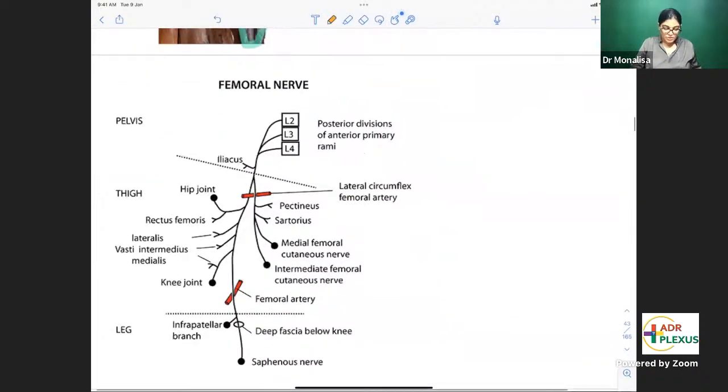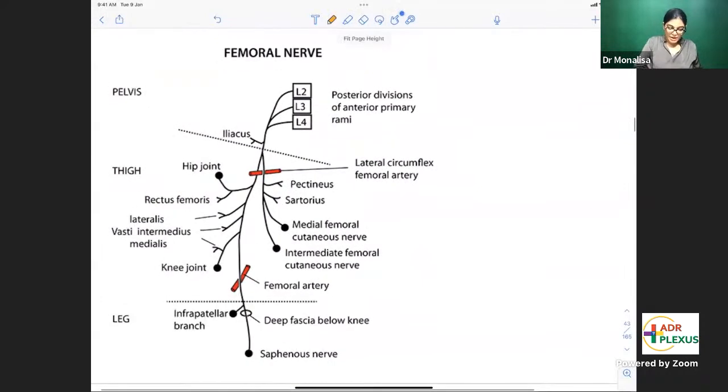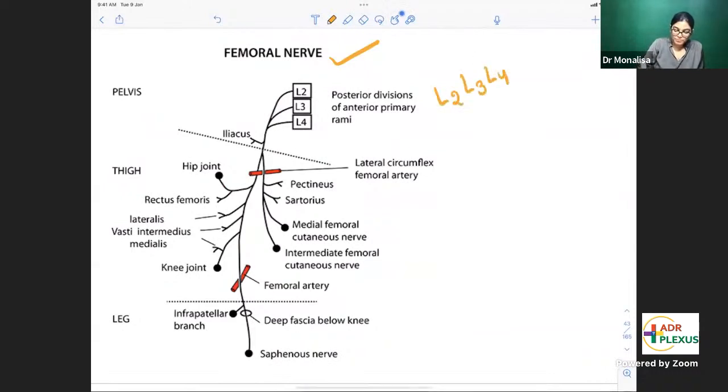Other than that, I would like to show you the schematic diagram where you can appreciate the femoral nerve. Please note down the root value of the femoral nerve: it is formed from the posterior division of anterior rami of L2, L3 and L4. It is formed by L2, L3 and L4 dorsal division anterior rami.